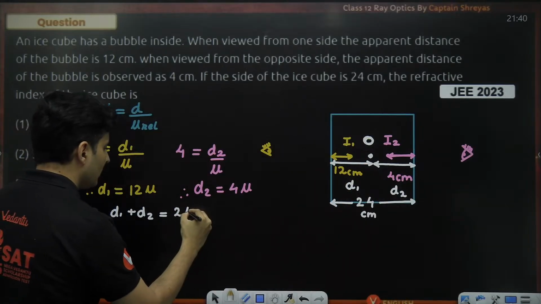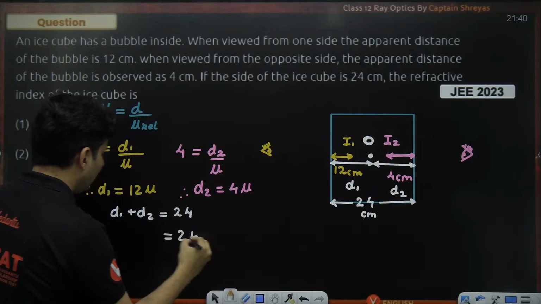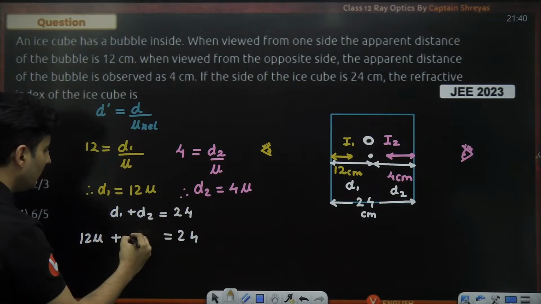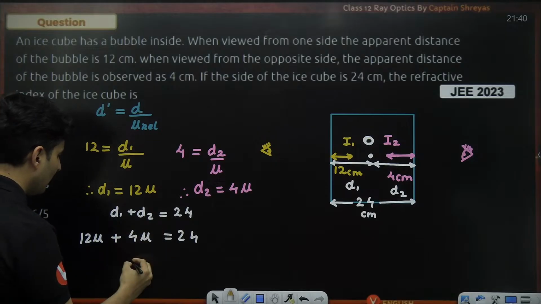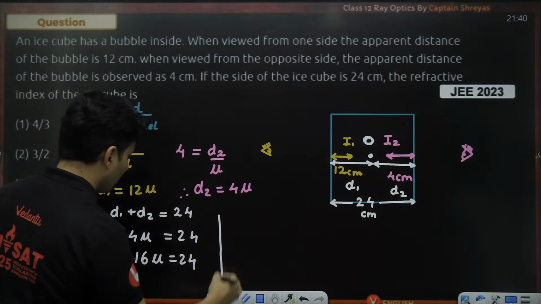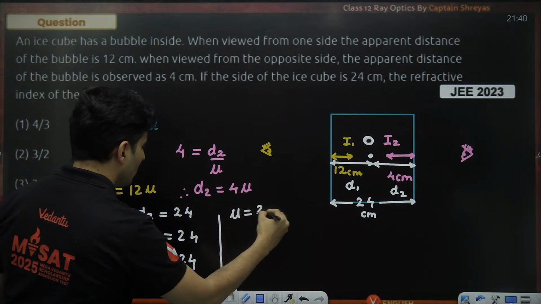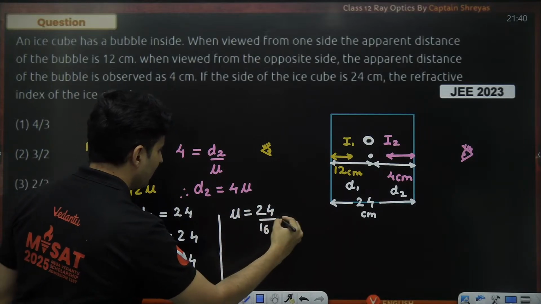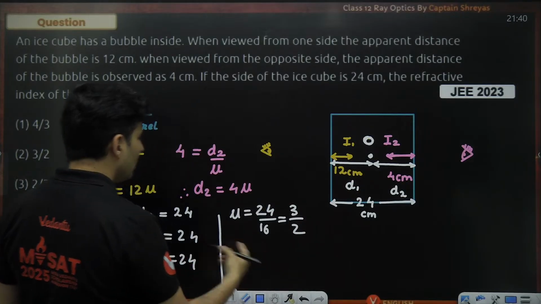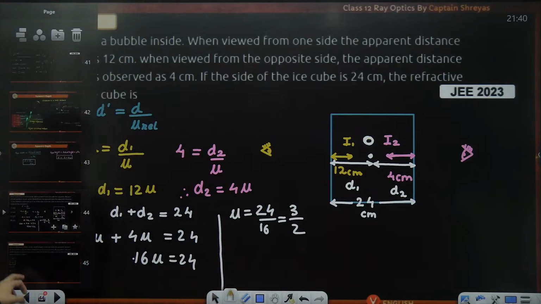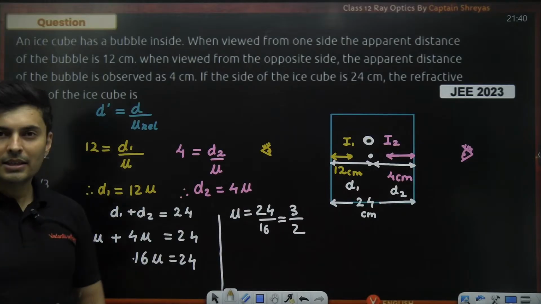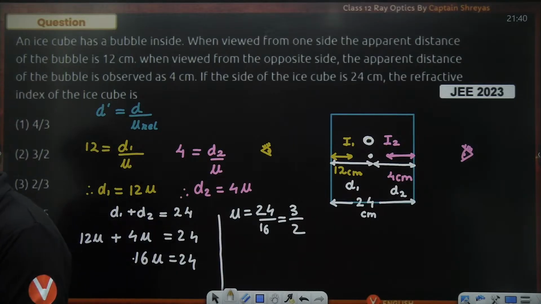So this is 24. But wait a minute, I already know D1. D1 is nothing but 12 mu. I know D2, which is also 4 mu. So 12 plus 4 is nothing but 16 mu is 24. Therefore, mu is equal to 24 by 16, which is divisible by 8, 3 by 2 is the answer. So the option labeled 2, the second option, is the answer. Is it clear? Very straightforward.